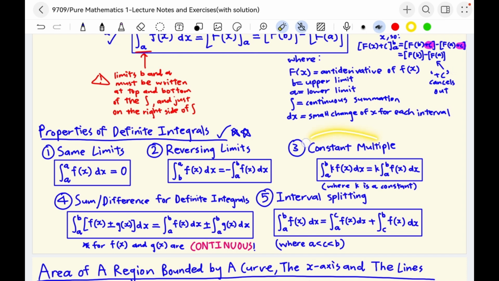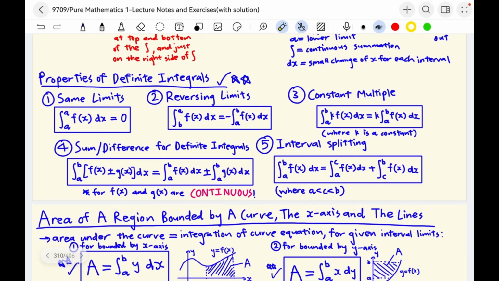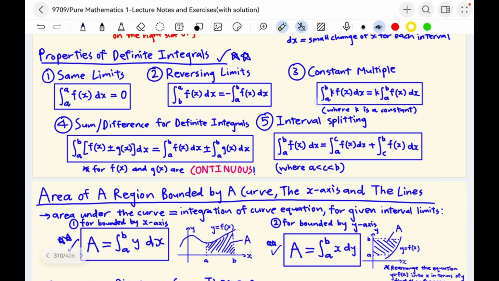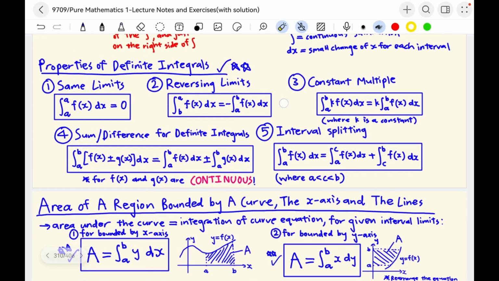Third, a constant multiple of the definite integral is simply taken out. Fourth, the arithmetic sum or difference of definite integrals is always distributed evenly, for f(x) and g(x) both continuous functions. Fifth, interval splitting.